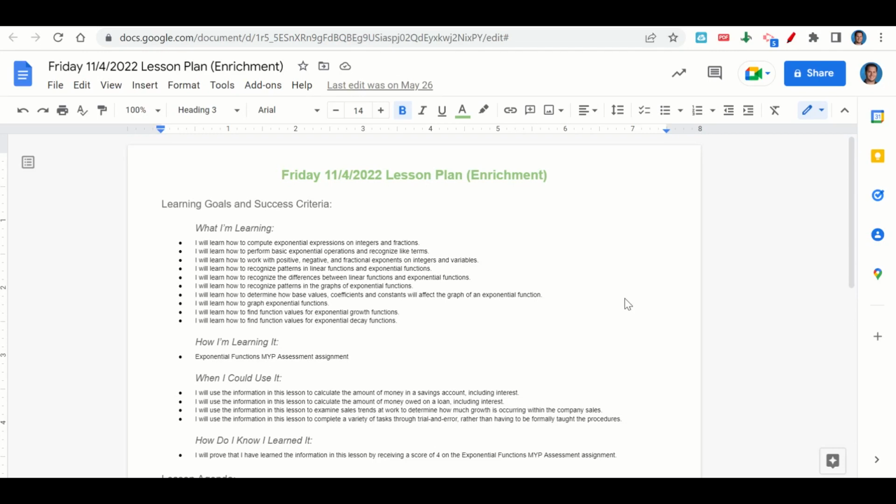We're learning how to compute exponential expressions on integers and fractions, how to perform basic exponential operations and recognize like terms, how to work with positive and negative and fractional exponents on integers and variables, how to recognize patterns in linear functions and exponential functions, how to recognize the differences between linear functions and exponential functions, how to recognize patterns in the graphs of exponential functions, how to determine how base values, coefficients, and constants will affect the graph of an exponential function, how to graph exponential functions, how to find function values for exponential growth functions, and how to find function values for exponential decay functions.